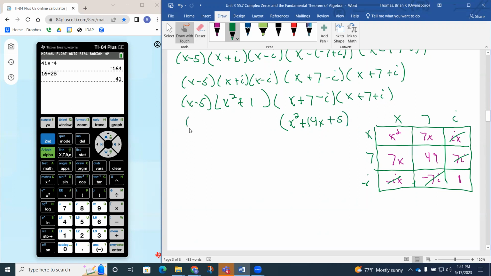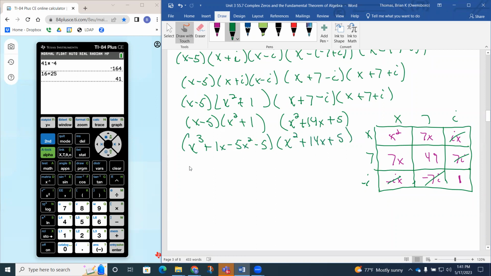So what I have now is this x minus 5 times this x squared plus 1 times this. Again, I could probably use FOIL on this without having to use the box. So that's going to be x times x squared would be x to the third. x times 1 is 1x. Negative 5 times x squared is negative 5x squared, and negative 5 times 1 is negative 5.